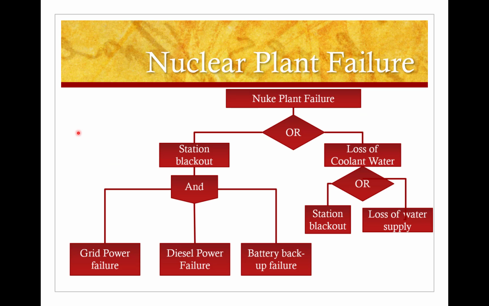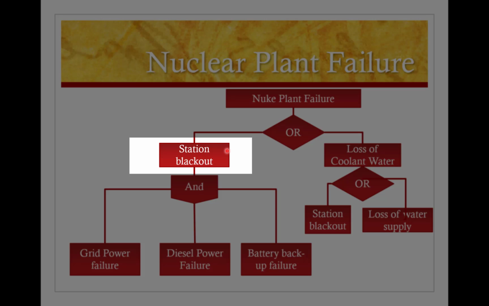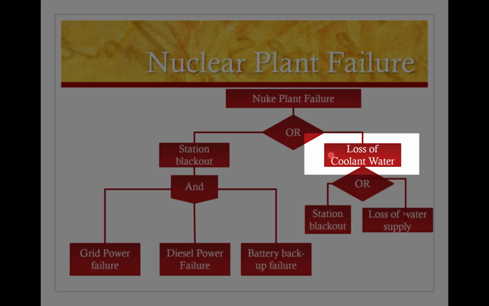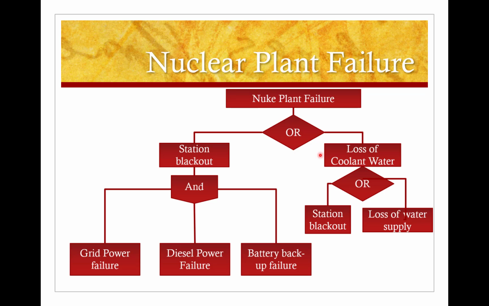I presented this in the in-class lectures before. If we had a nuclear power plant, of course, this is not an exhaustive or an extensive fault tree. I'm just trying to illustrate the process here. We would have failure of the nuclear power plant under two conditions. One is we have station blackout, which means we have absolutely no serviceable power to the systems in the power plant, or if we lost all the coolant water. Coolant water is important to keep the core from overheating.